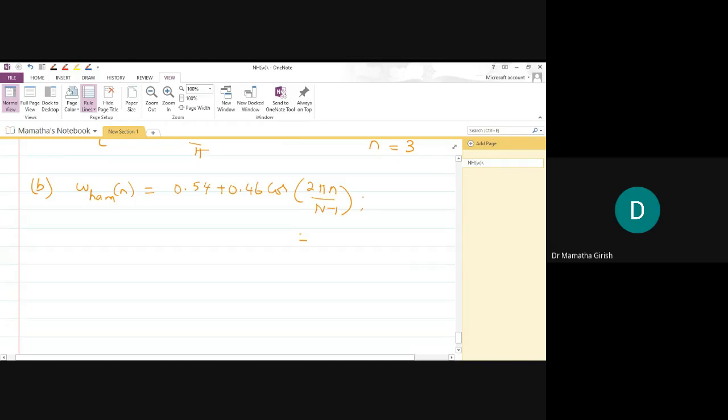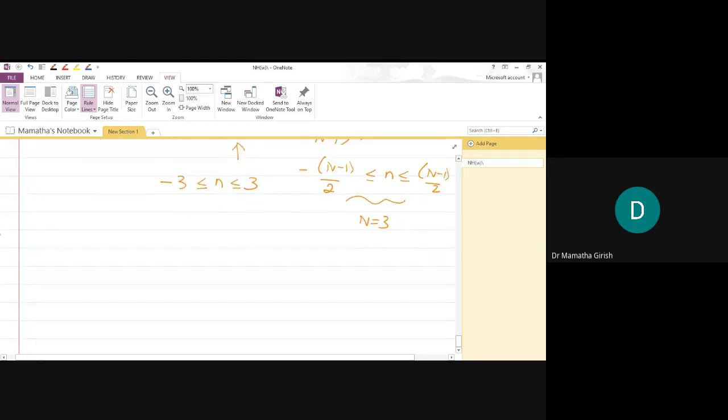And why is it valid? It's valid for minus of (n minus 1) by 2 less than or equal to n less than or equal to plus (n minus 1) by 2. Please note that if you substitute the value of n as 3, the above equation is valid for minus 3 less than or equal to n less than or equal to plus 3.